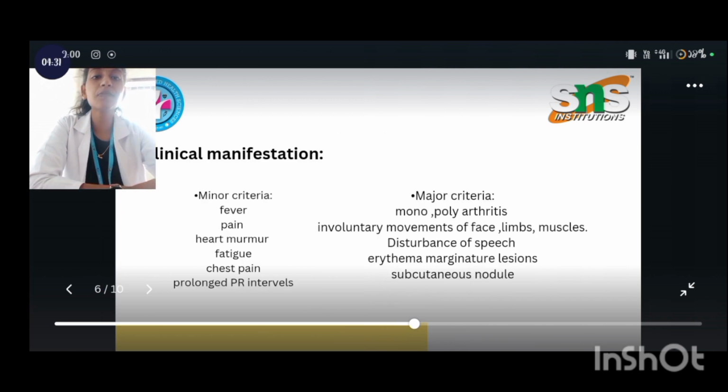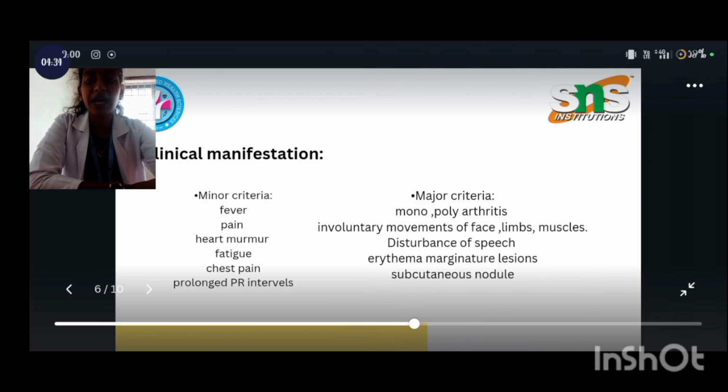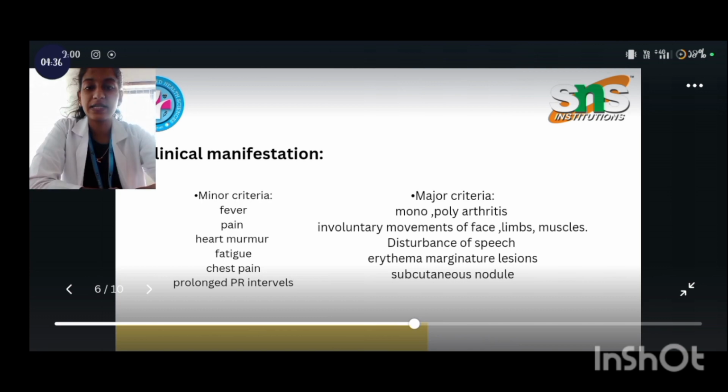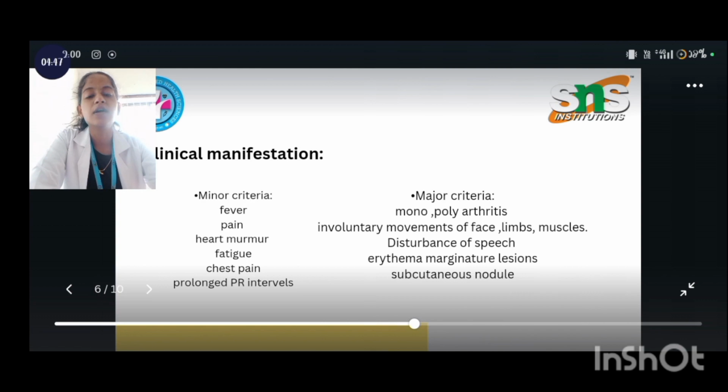Then clinical manifestations of rheumatic heart disease. There are two groups of clinical manifestations: one is minor criteria and the other is major criteria. Under the minor criteria, fever is present, pain, heart murmur, abnormal heart sounds, then fatigue and chest pain. In the ECG, there is a prolonged PR interval.